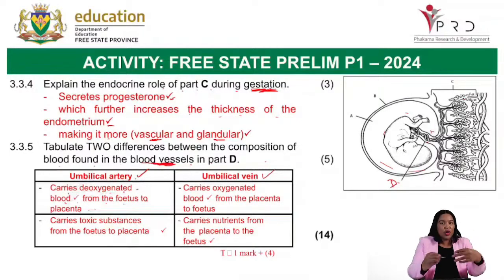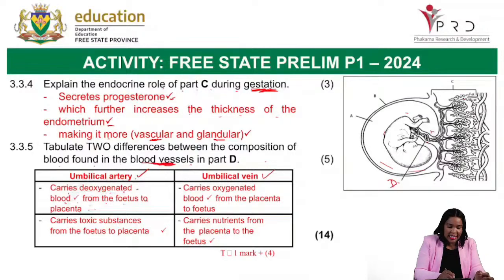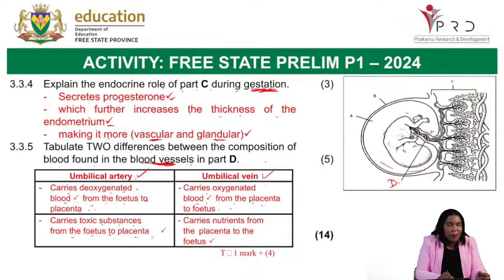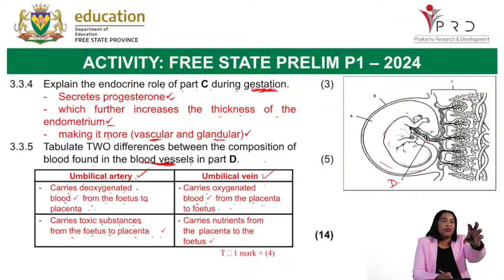Your carbon dioxide is going to go out. It's going to excrete toxins. And then the umbilical vein carries oxygenated blood from the placenta to the fetus. So this one is going to come from the mother to the fetus. And then the umbilical artery carries toxic substances from the fetus to the placenta. So the umbilical artery is part of the excretion from the baby.